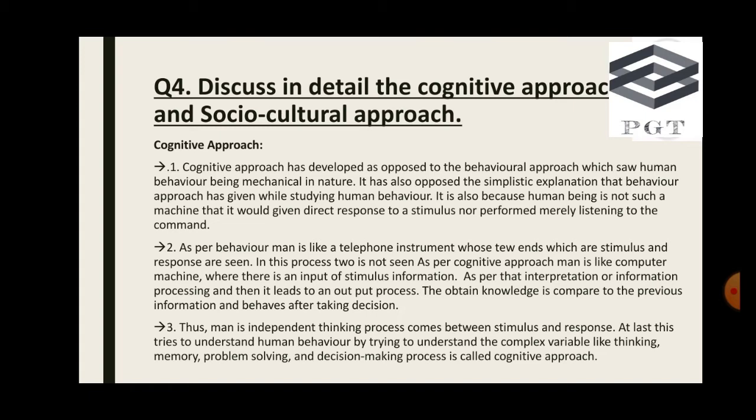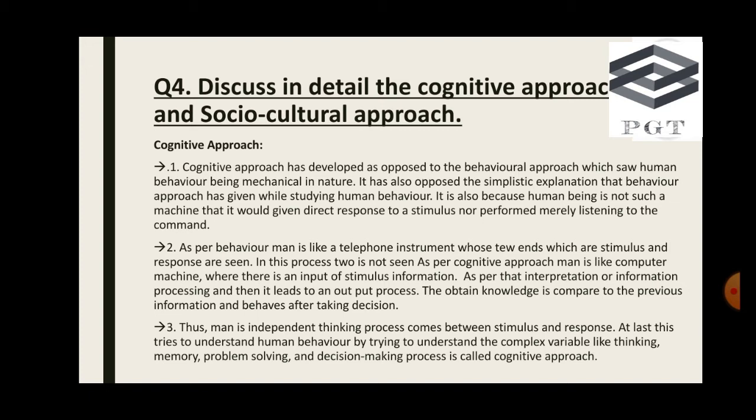As per the cognitive approach, man is like a computer machine where there is input, stimuli and information go in, and interpretation of the information goes on in the mind, which leads to an output. How we obtain this output is with the help of knowledge, compared with previous information, and the person behaves after taking decisions. A change is found in the person.